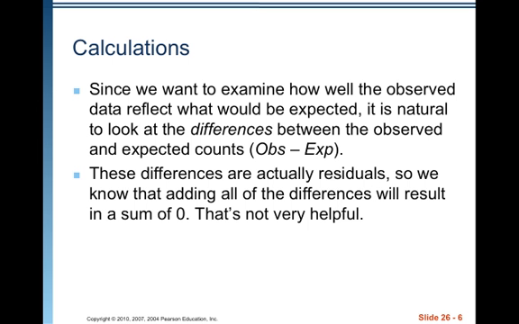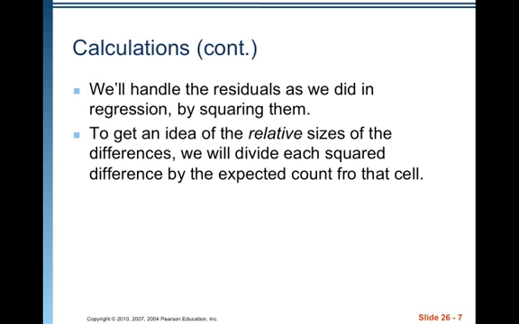Okay, so calculations. Since we want to examine how well the observed data reflect what would be expected, it's natural to look at the differences between the observed and expected count. And you see there the little abbreviation that's used a lot: OBS for observed and EXP for expected, and looking at the difference of observed minus expected. These differences are actually residuals, so we know that adding all of the differences will result in a sum of 0. That's not very helpful. We'll handle the residuals as we did in regression, by squaring them.